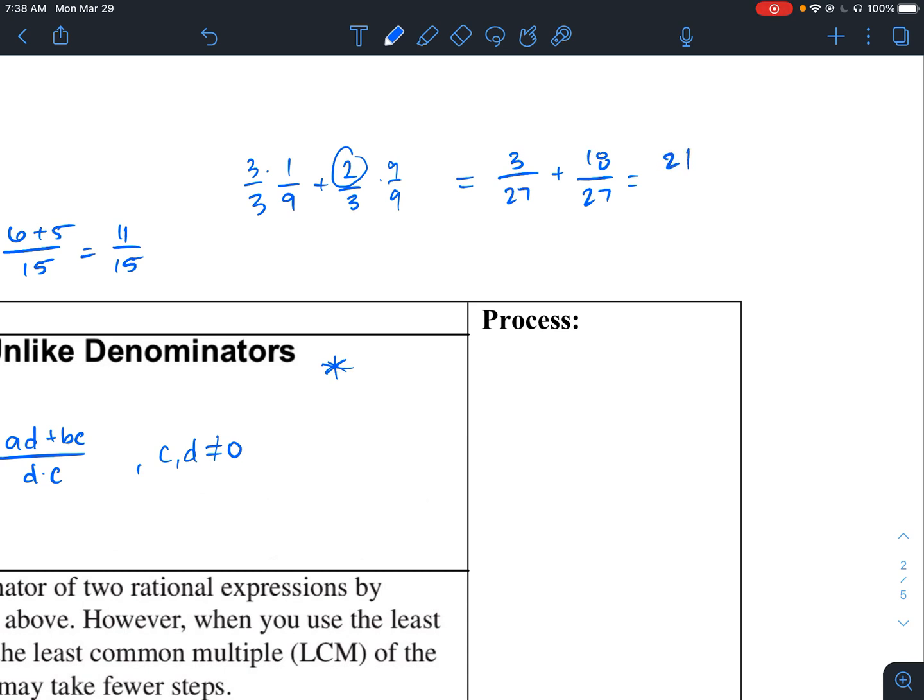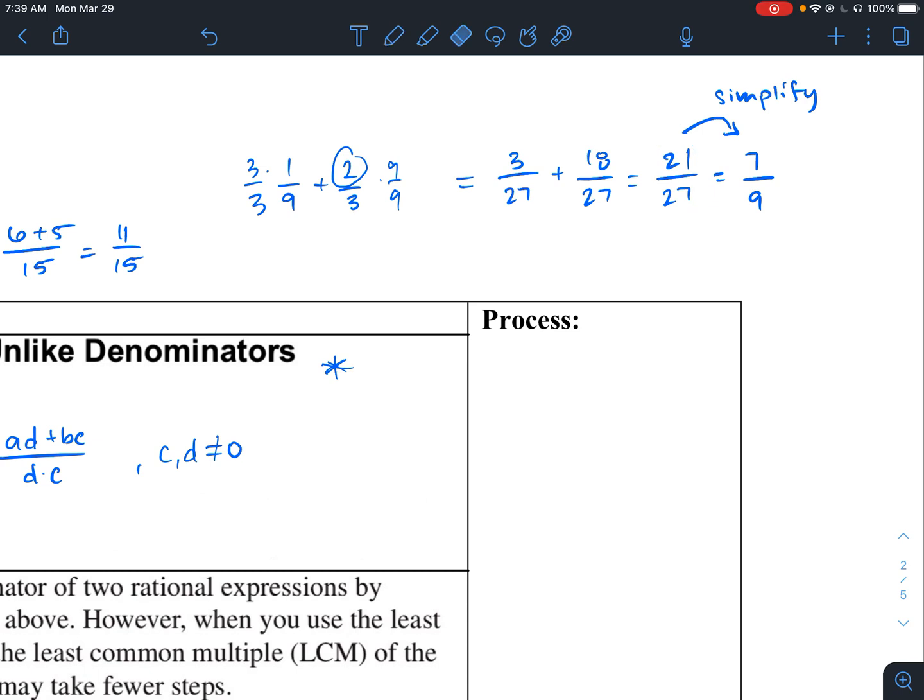21 over 27. Okay, now if you can reduce, do so, but I'm not sure if 21 and 27 actually can be reduced. They do have a common factor of 3, because 21 is divisible by 3, that would be 7, and 27 is divisible by 3, that would be 9. So you see here how we got this answer and we had to simplify.